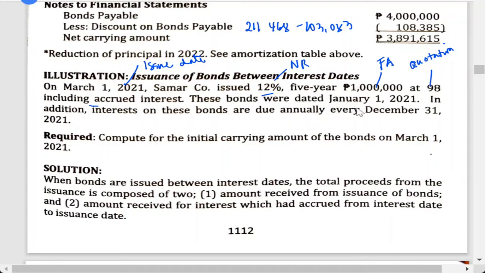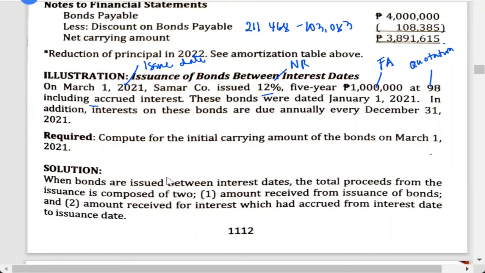So the bonds are dated January 1, 2021. In addition, interest on these bonds is due annually on December 31, 2021. What is the initial carrying amount of the bonds on March 1?